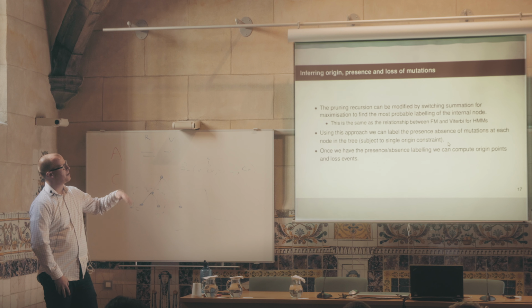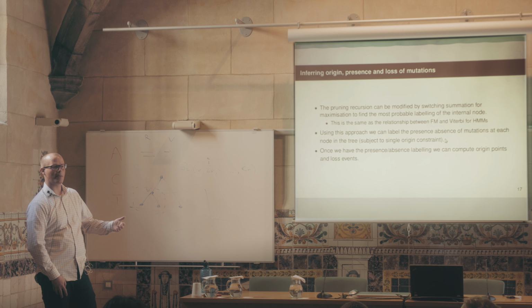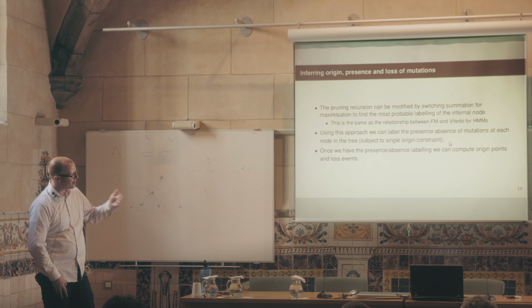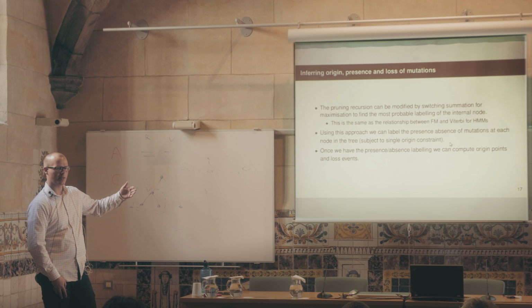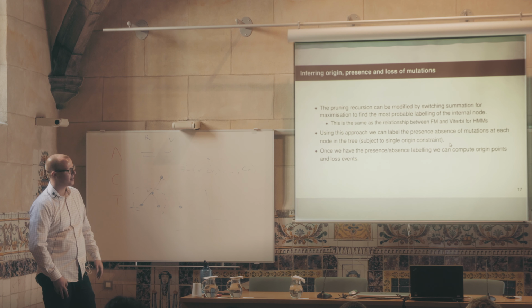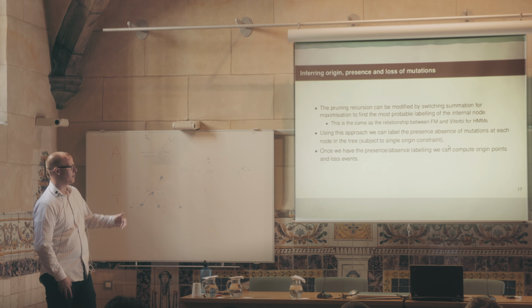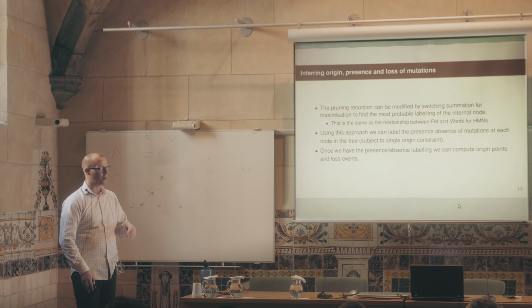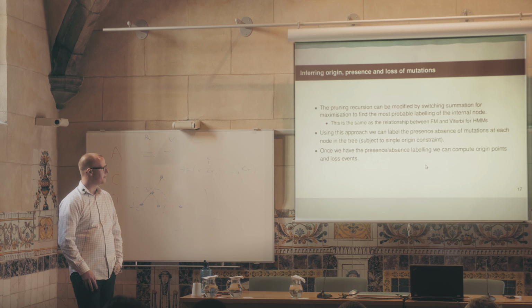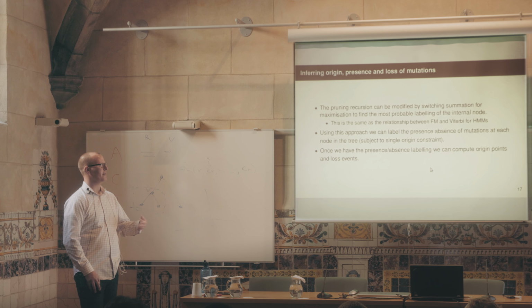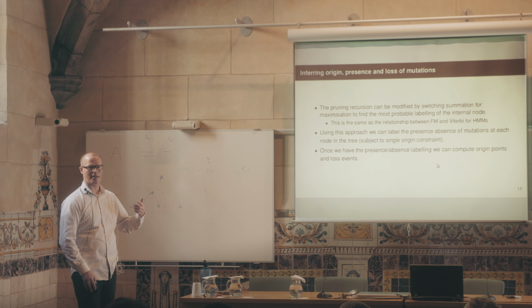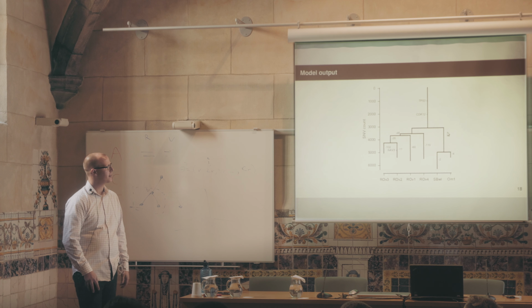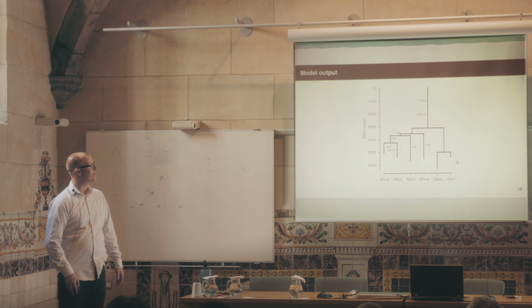All right. So once you have your point estimates, you can do the same thing you do with HMMs and essentially run something that looks like Viterbi. You essentially replace the summations in the Felsenstein pruning by maximization steps. Once you do this, you can compute the most probable sequence of presence values along the tree under the constraint that things only appear once. And that gives you a labeling that you can then use to infer where a mutation originates and also where it's lost. So that gives you something like this tree.